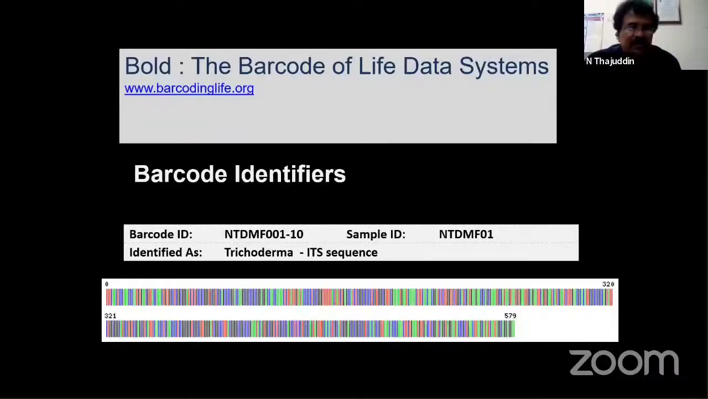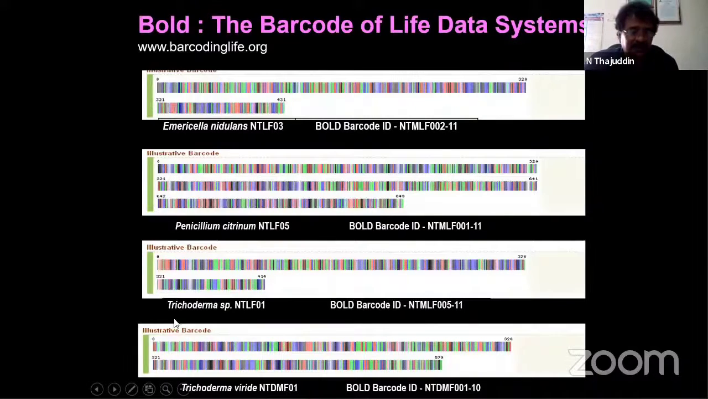And the barcode system is freely available from Canada. That is BOLD, the Barcode of Life Data Systems. So if you have the sequences, you just cut and paste your sequences into the system, and in no time we get this kind of barcode. Initially, we selected some indigenous isolates of the fungus Trichoderma, and we got this barcode. In addition, for some other fungi, Penicillium, Trichoderma and so on, we made the barcode.